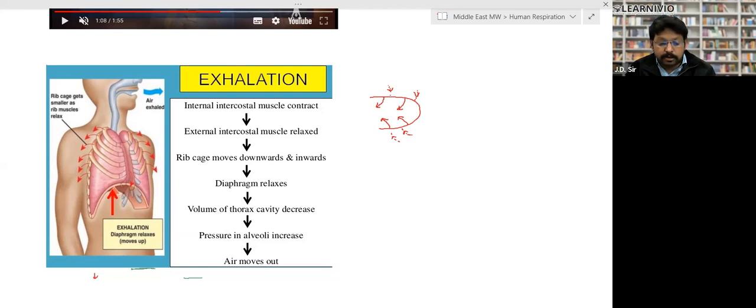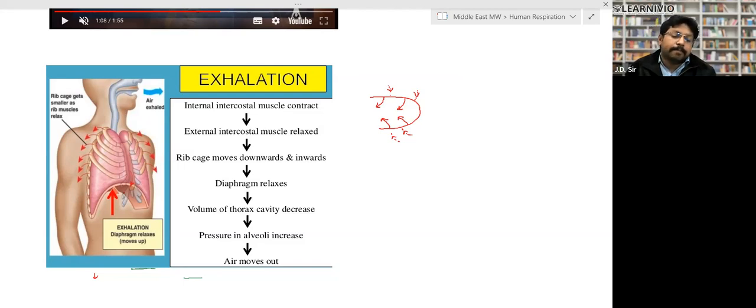Next point. Diaphragm gets relaxed and moves upward, hence making a convex shape. Full stop.